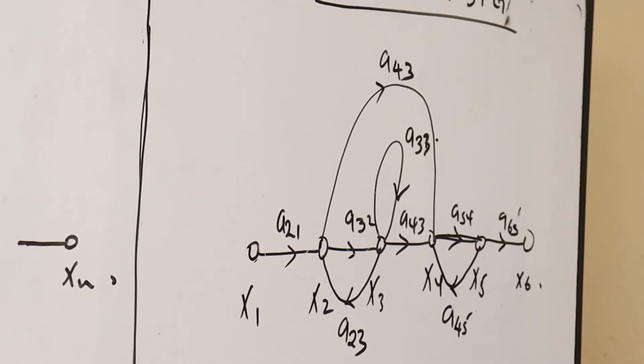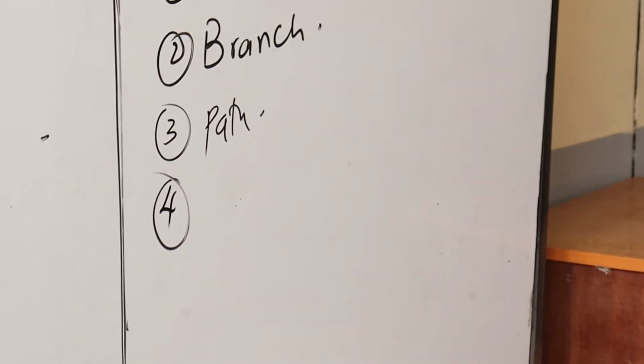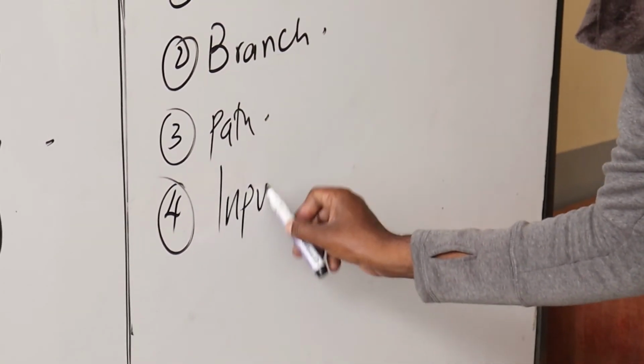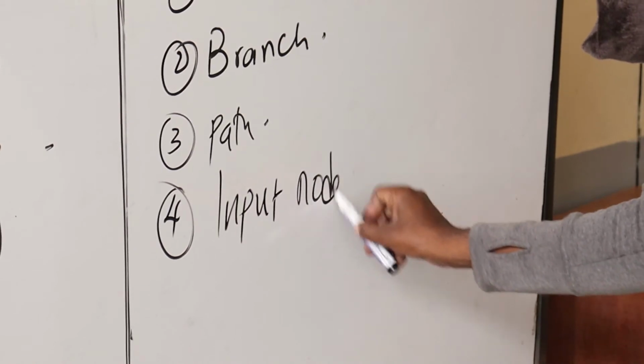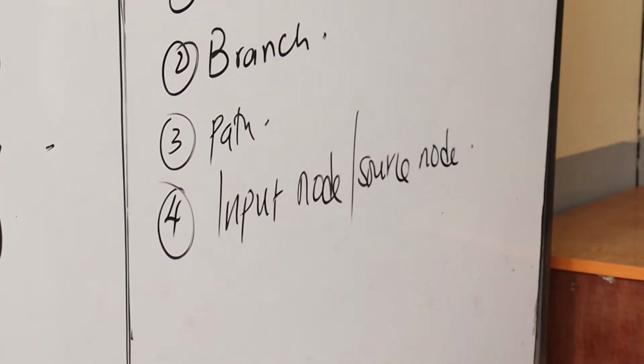The next one that we can talk about in number 4 here is what we refer to as the input node, or what we shall refer to as the source node. So basically when you talk about the input node or the source node, then this is the node with only outgoing branches. It should not have any incoming branches.